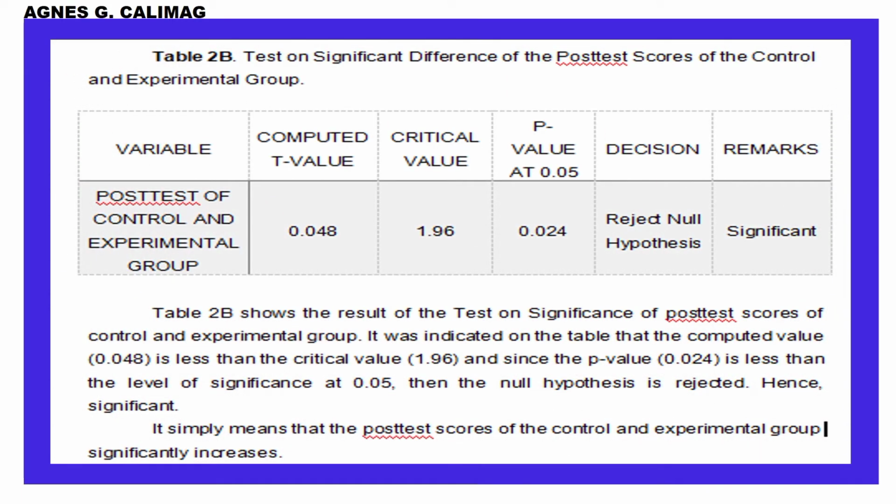Table 2B shows the result of the test on significance of post-test scores of control and experimental group. It was indicated on the table that the computed value is less than the critical value. And since the p-value is less than the level of significance at 0.05, the null hypothesis is rejected, hence significant. It simply means that the post-test scores of the control and experimental group significantly increase.